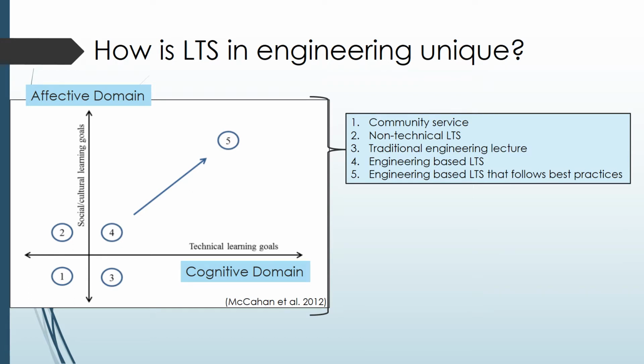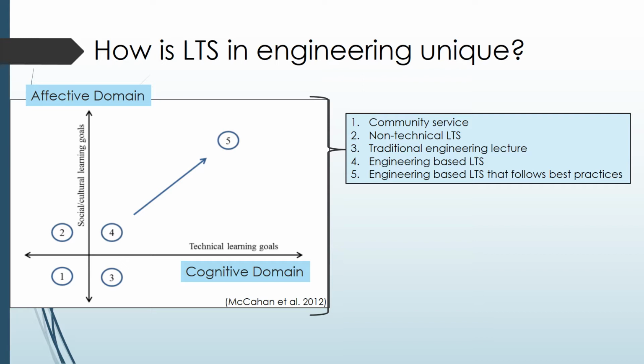Starting in quadrant 1 in the lower left, we note the absence of any learning goals. This leads to an experience that is similar to something that you would do to, say, pay off a traffic violation. In quadrant 2, we might have a non-technical LTS course with learning objectives wholly aligned in the affective domain. In quadrant 3, we have a traditional engineering course with no social cultural learning outcomes. And in quadrant 4, we have a true LTS engineering course that has aspects of both dimensions in its learning goals.